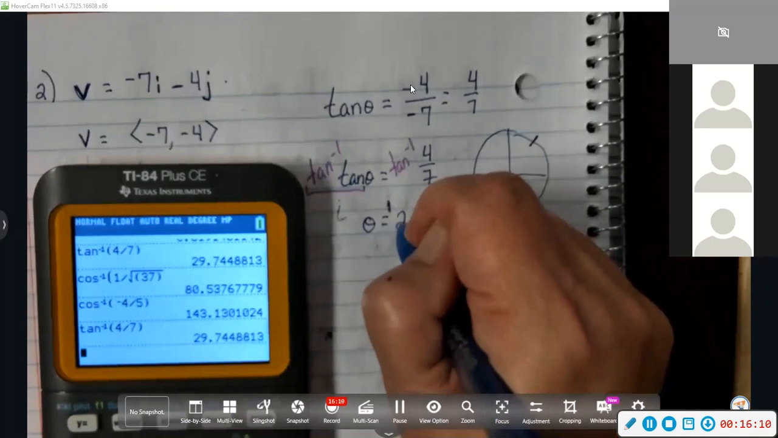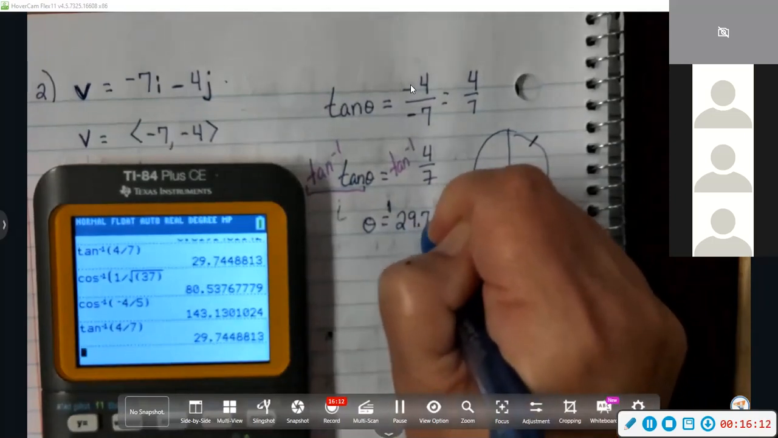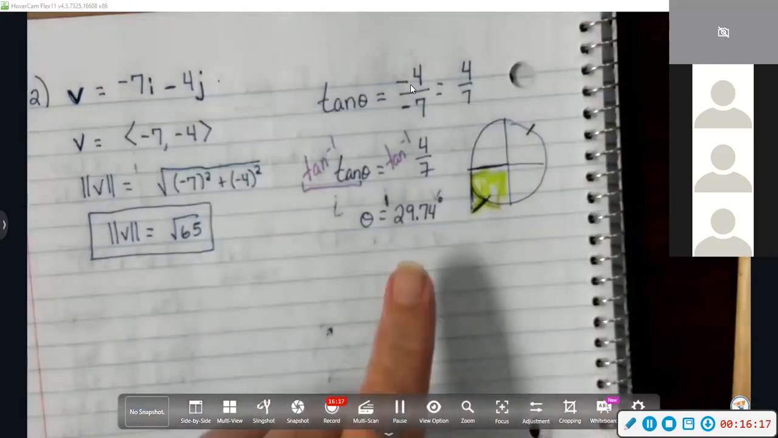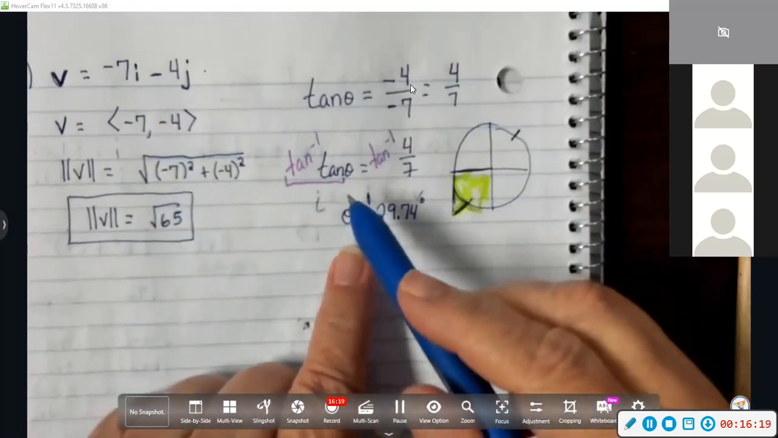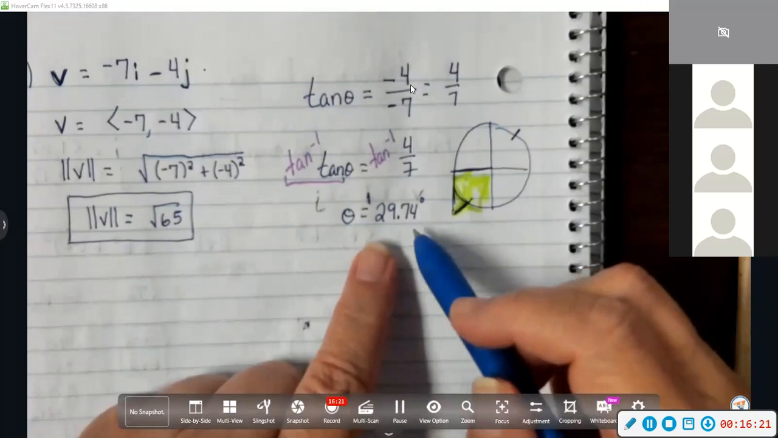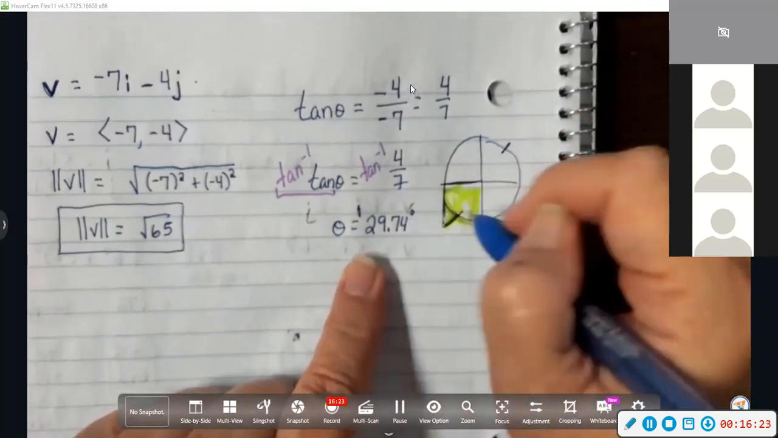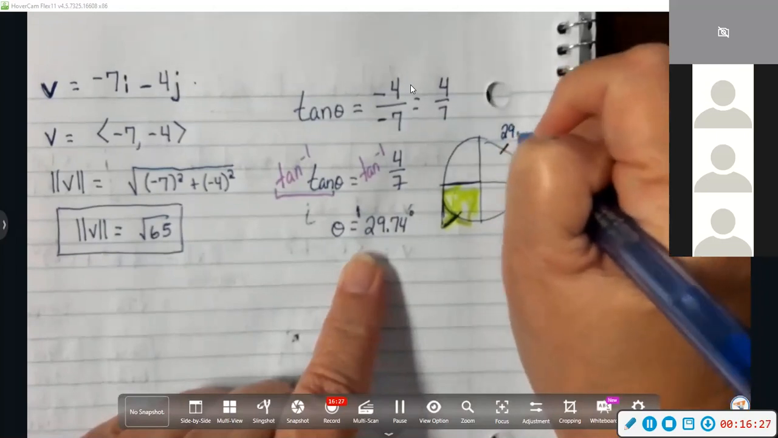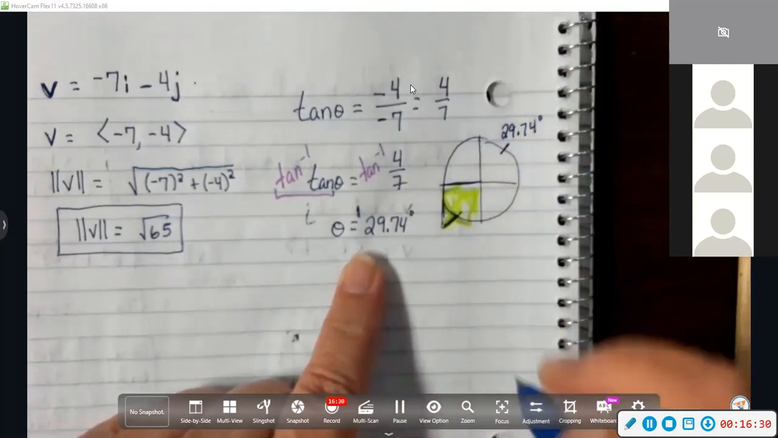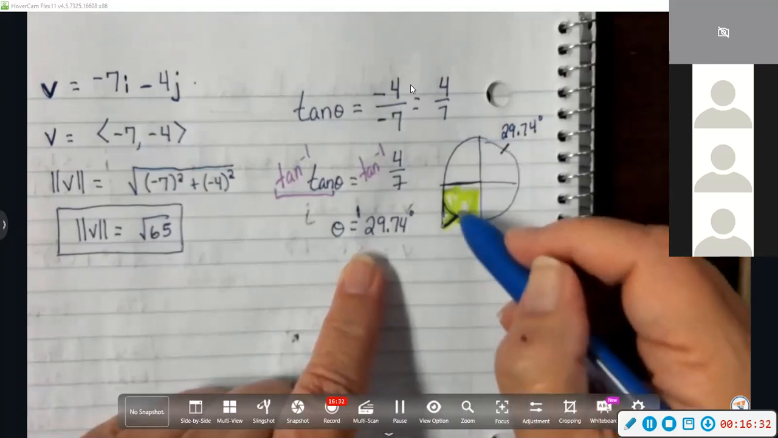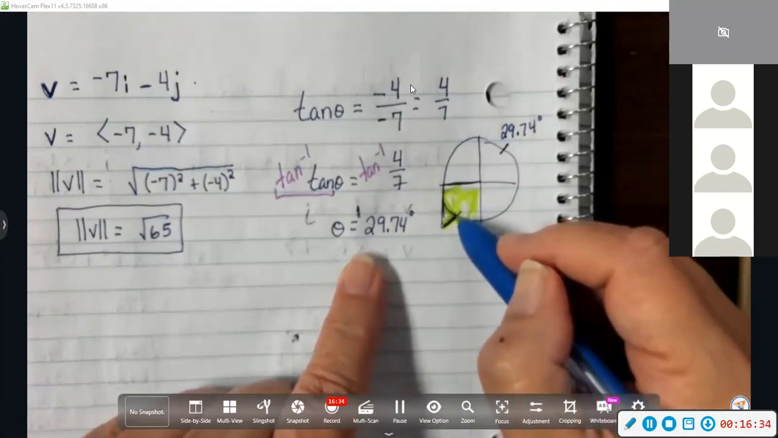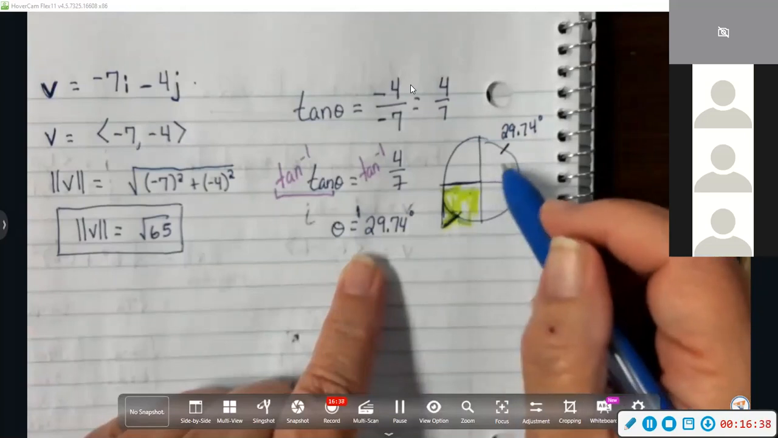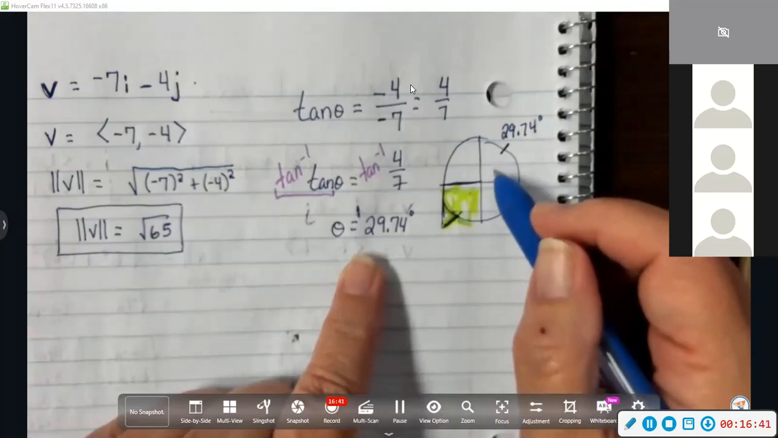And I'll get 29.74 degrees. Now, it is true that the tangent of 29.74 degrees is 4/7, but where's 29.74 degrees? Isn't that over here in your first quadrant? We've already established quadrant 3 is the winner. Our vector's pointing this way. So this is not my correct angle.